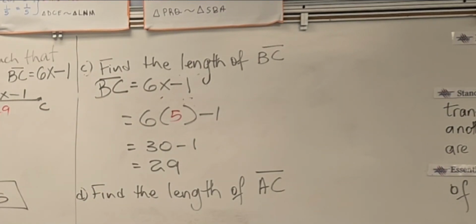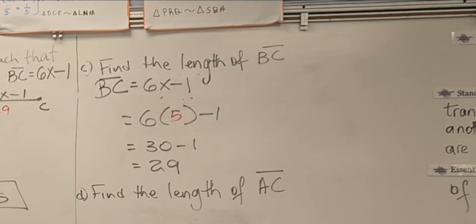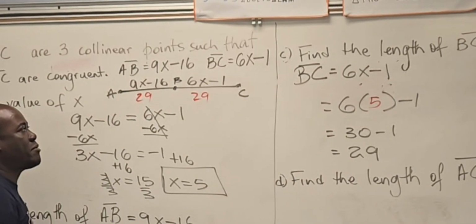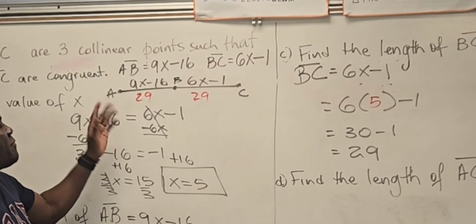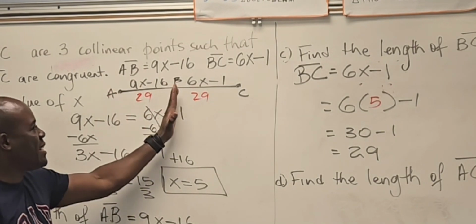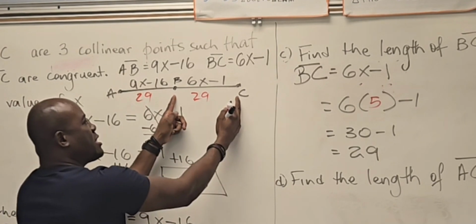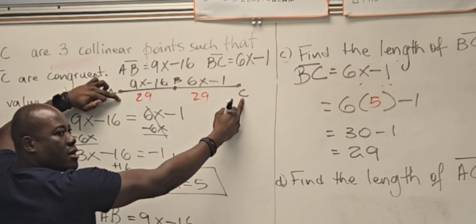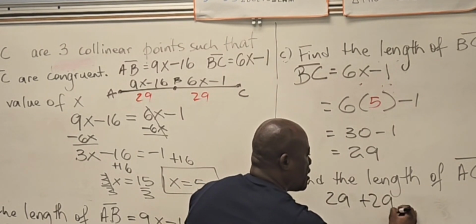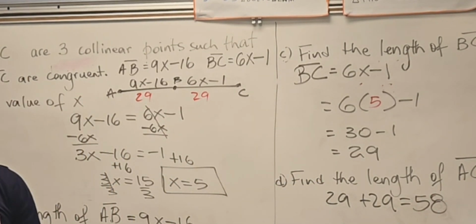The last part of this question says, can you find the length from A to C? I labeled the ideas a lot of times because it lets me move faster. So the fact that I labeled 29 and 29, the segment addition postulate will tell me that this piece plus this piece will give me the entire thing. Therefore, all I have to do is add 29 to 29, and AC is 58. And we're done.